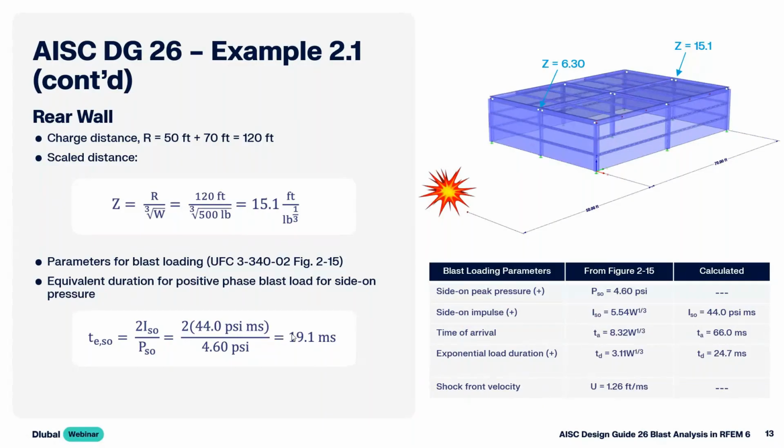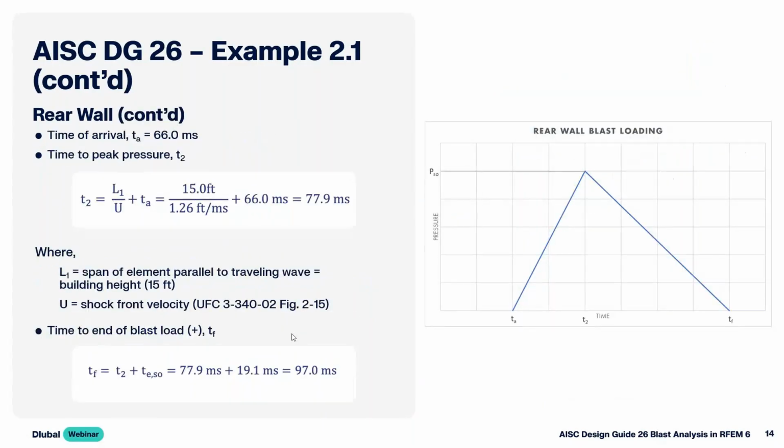Now, the rear wall is a little bit unique too, in the fact that we aren't going to have this instantaneous rise in pressure, like what we saw with the front wall or even the side walls and the roof. It's going to take some time for the pressure to linearly increase to the value of the peak pressure, and then we linearly decrease. So we know the time of arrival, that's equal to 66 milliseconds.